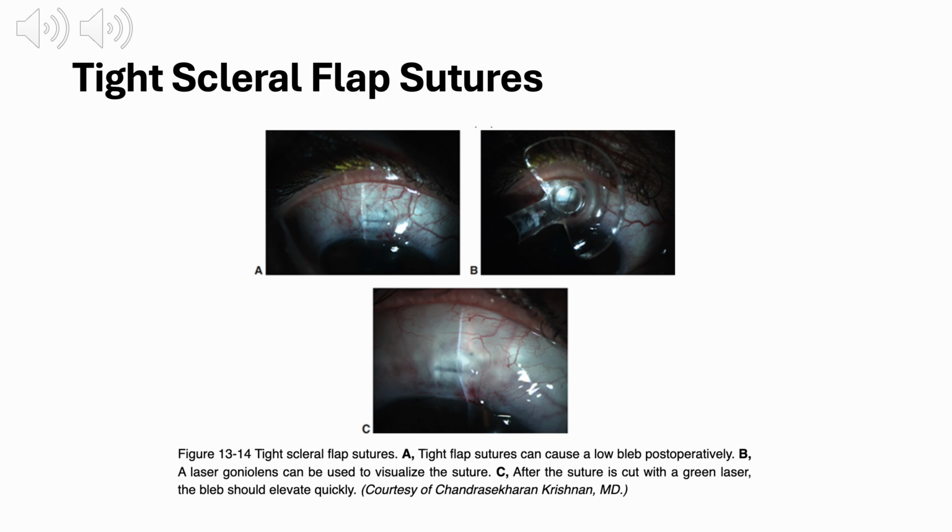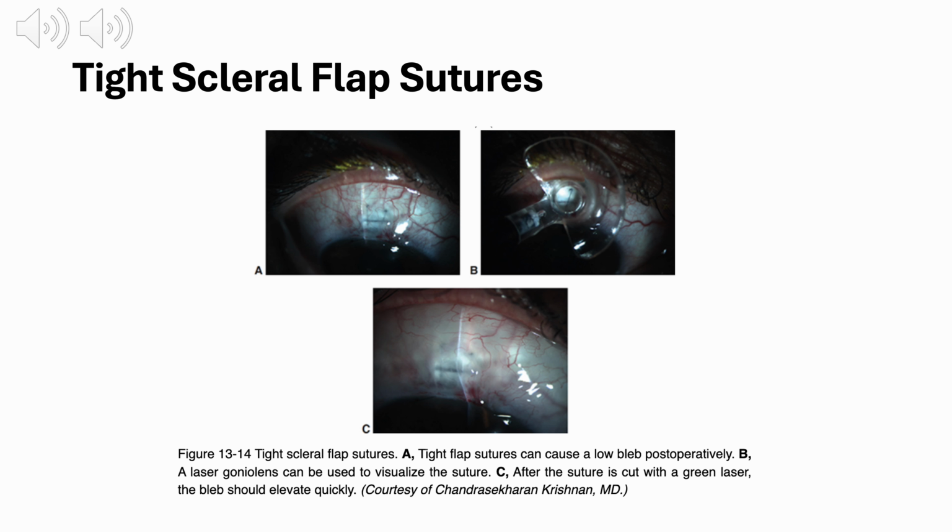When scleral flap sutures are too tight, we see the classic postoperative picture shown here. In image A, the bleb is low and relatively flat because very little aqueous is making it through the flap. So despite a functioning fistula, the outflow resistance is simply too high. The anterior chamber is typically deep in these situations, and the IOP often remains above target.